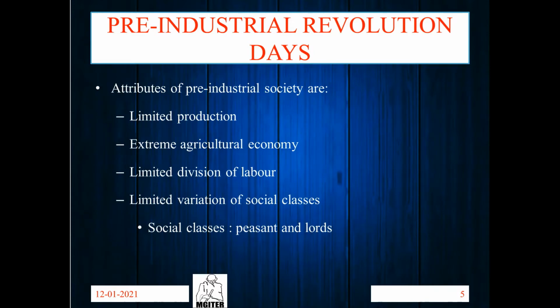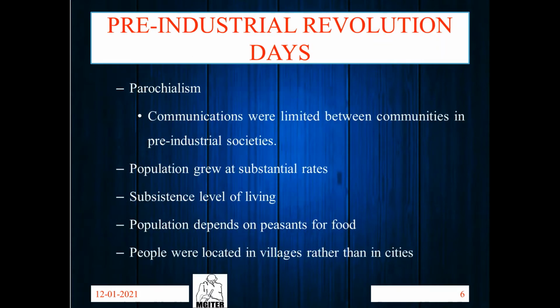So which type of social structure did we have? Limited production, agriculture economy, limited division of labor, limited variation of social classes: peasants and lords. Population growth was very slow, the level of living was subsistence, the population depended on peasants for food, and people were located in villages rather than in cities.